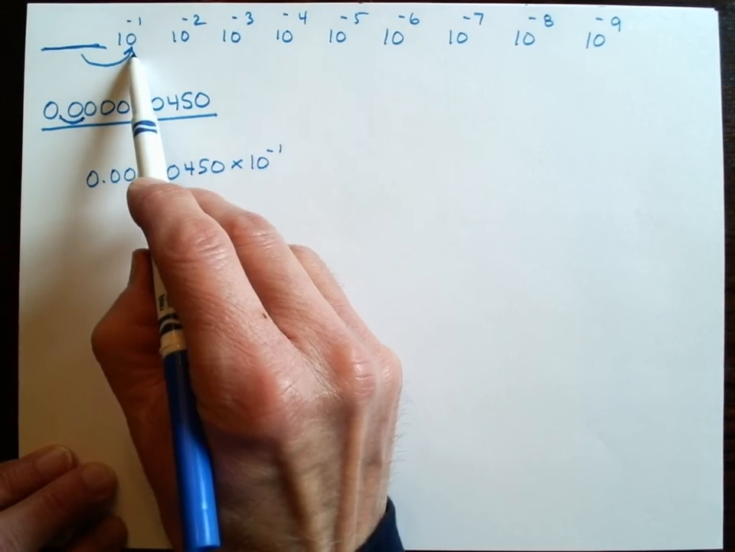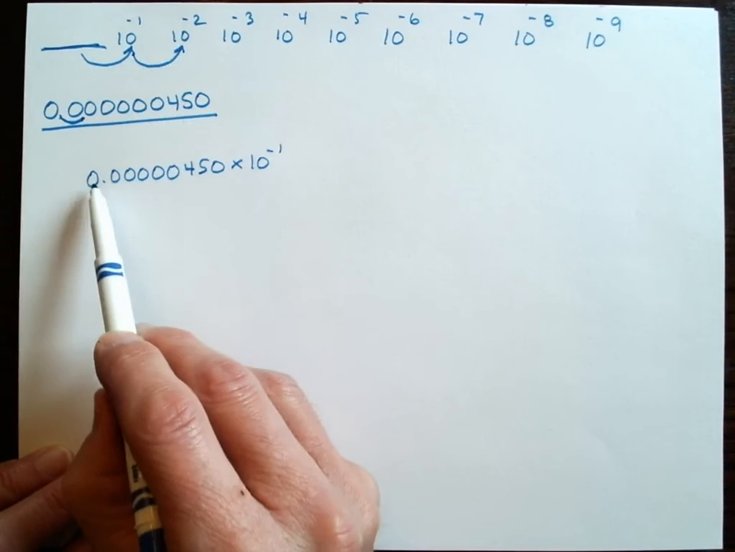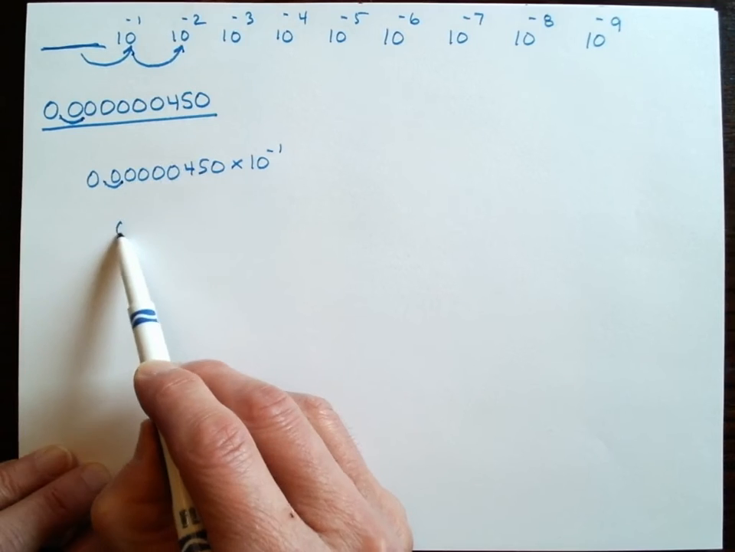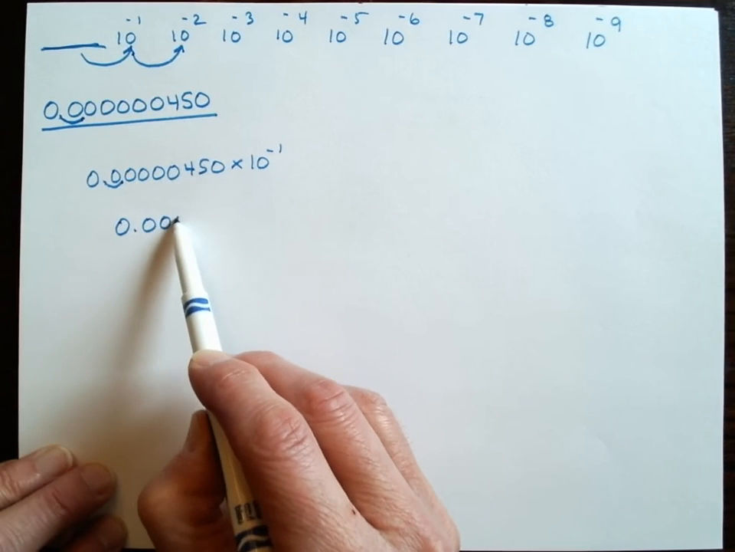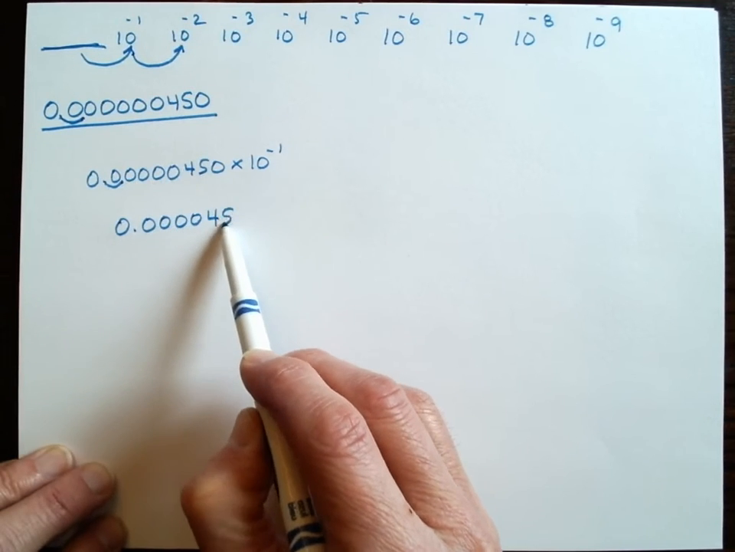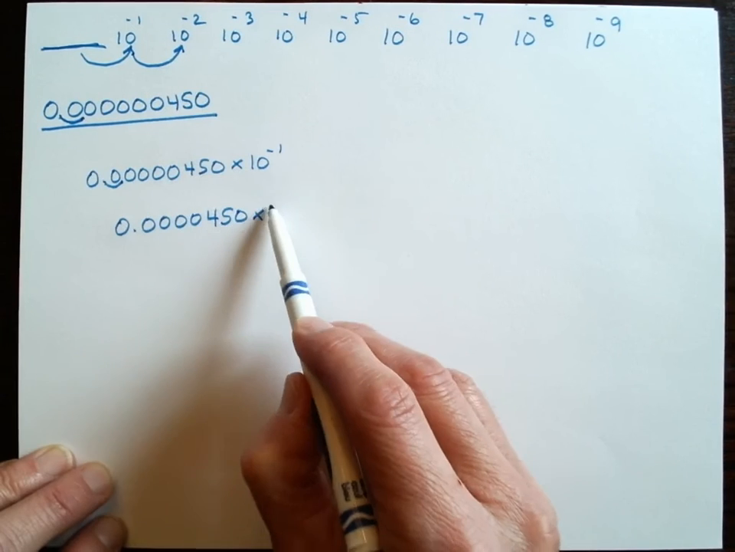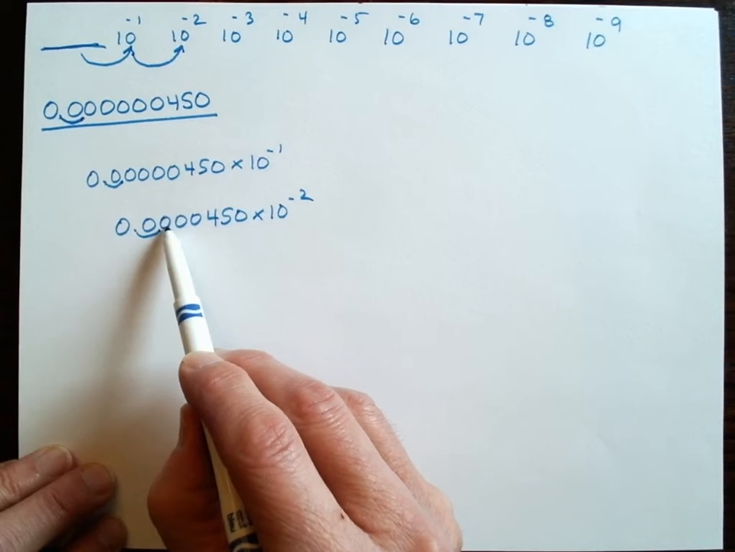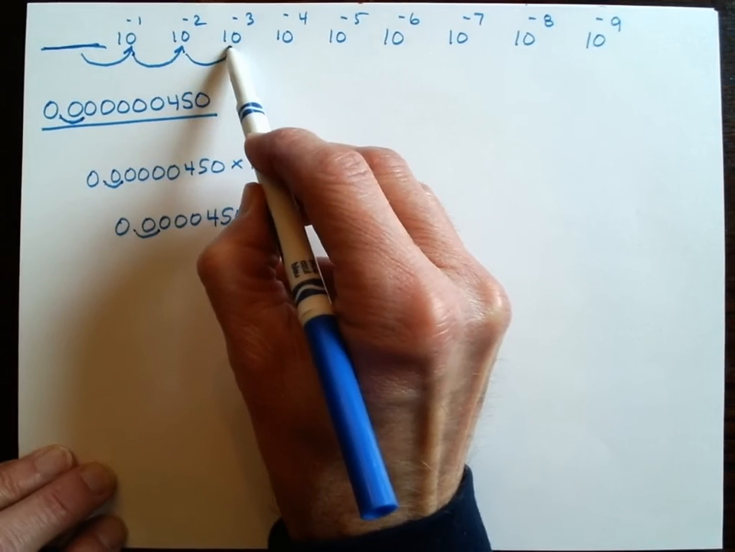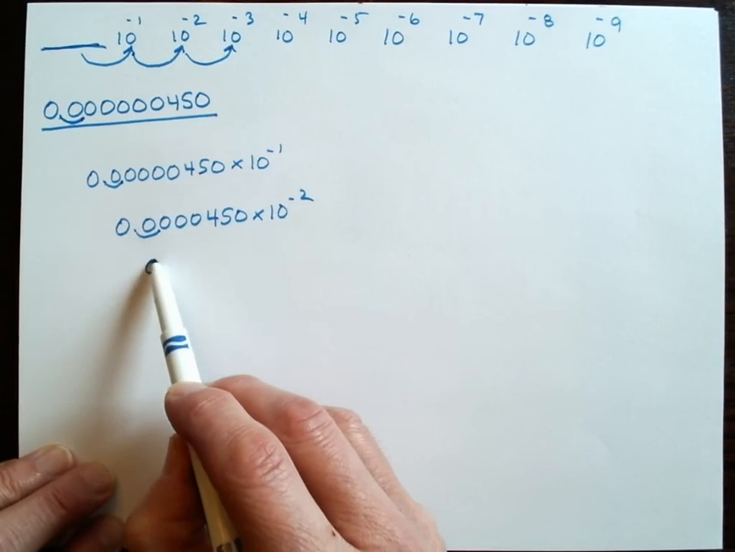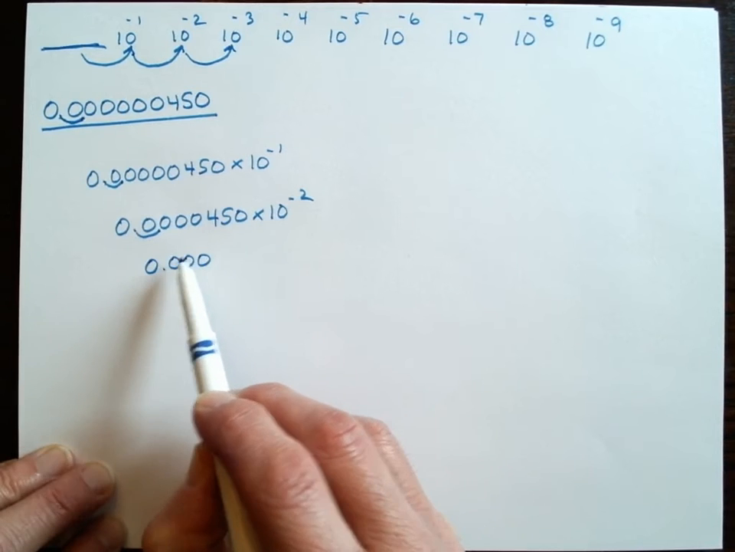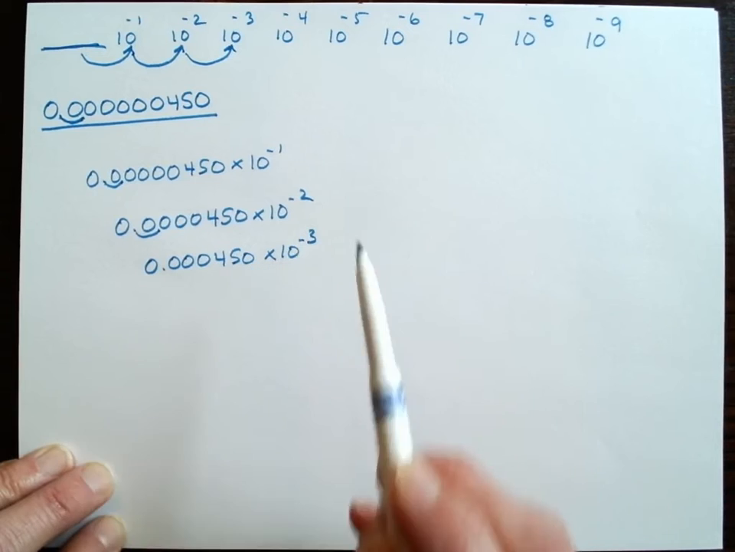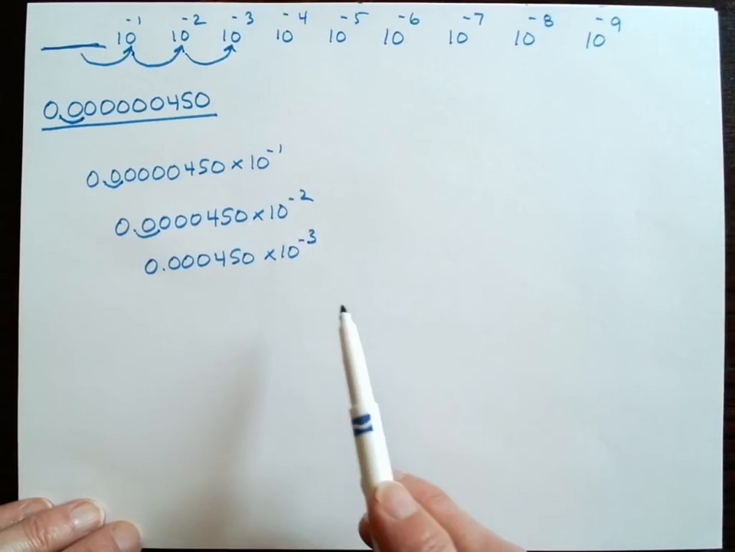Let's now move this one more space. So I'm going to move the decimal one more time. So let's see, that's going to give me 1, 2, 3, 4 zeros after the decimal point. And I'm going to write that as 450 times 10 to the minus 2. Let's keep going. 1, 2, 3. If I move it one space, there's going to be 3 zeros behind the decimal point. 450 times 10 to the negative 3. I'm going to continue this process.